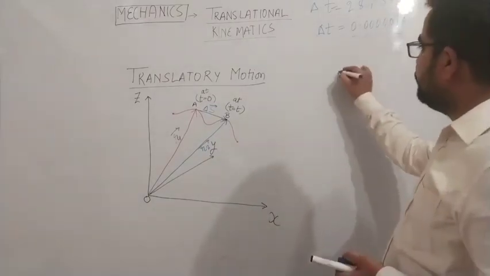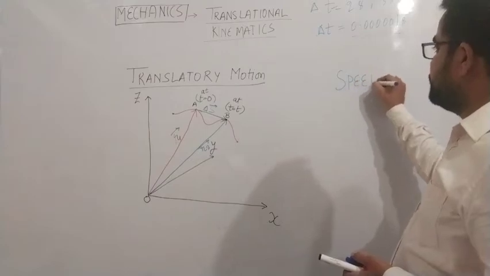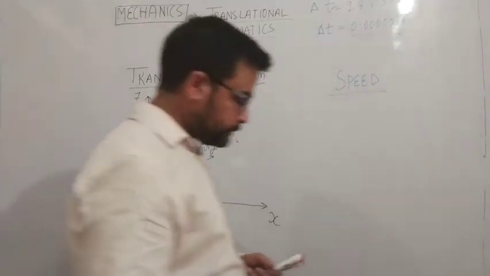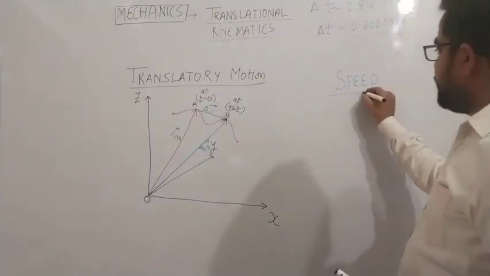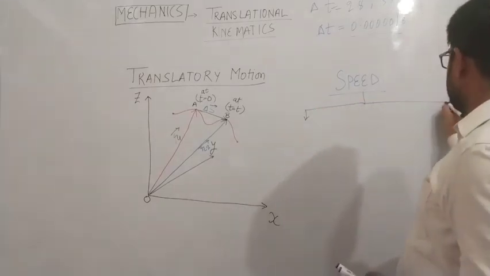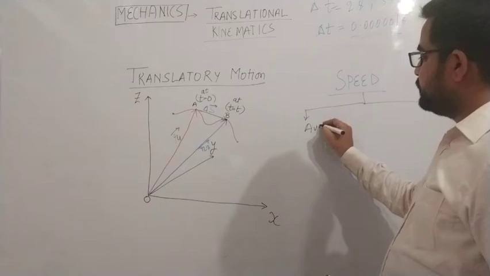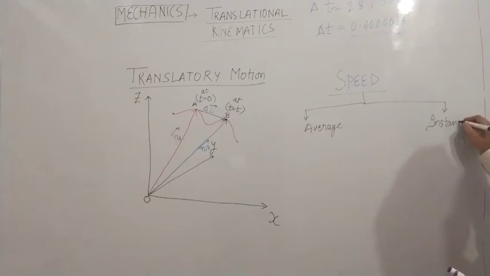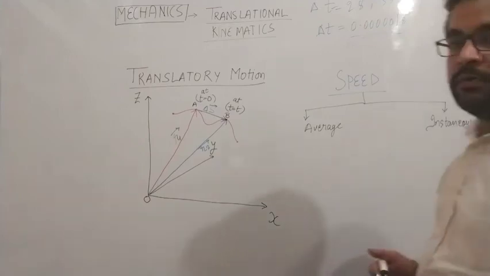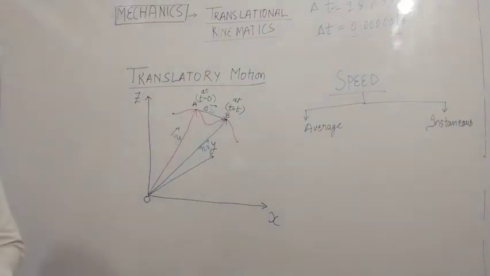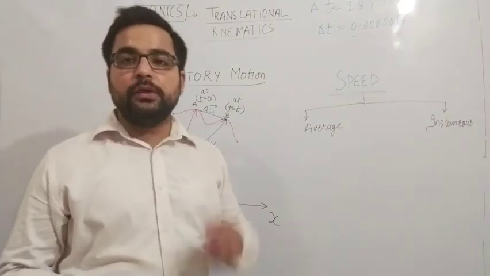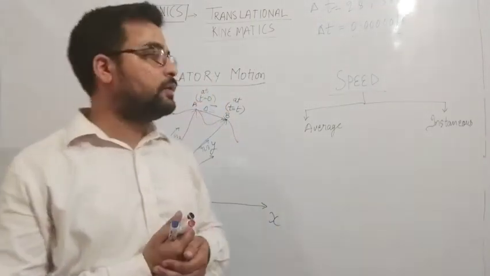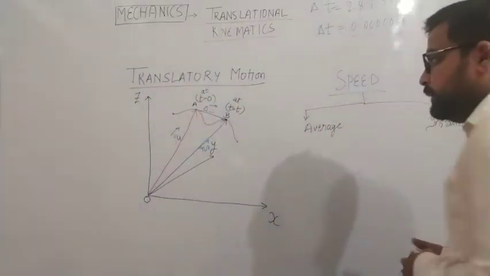Now we have speed in line. As we all know, speed is a scalar quantity, right? Speed again has two values. One is average and one is instantaneous. You may think about what value the speedometer of your bike gives. That is not average, that is your instantaneous. So speed also has instantaneous values, right?